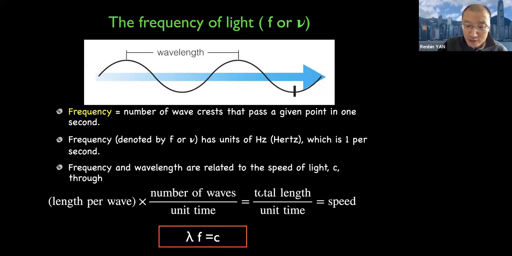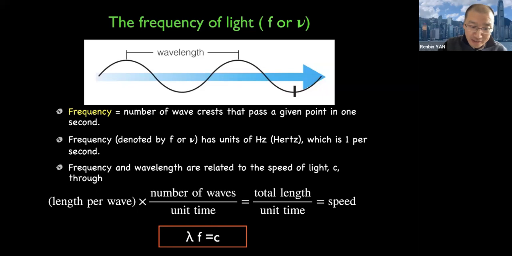And so if you divide the total length by the unit time, you get a speed, because length divided by time is speed, right? So how much distance you can travel every second, that is the speed. This is basically the traveling speed of the wave. And in the case of a light wave, it is the speed of light. Quite often we use the letter c to denote the speed of light. It's a very fast speed, and it's a constant.